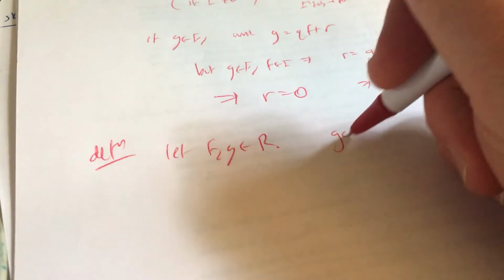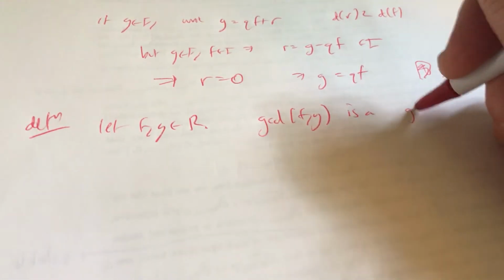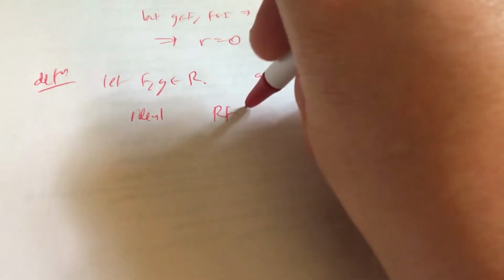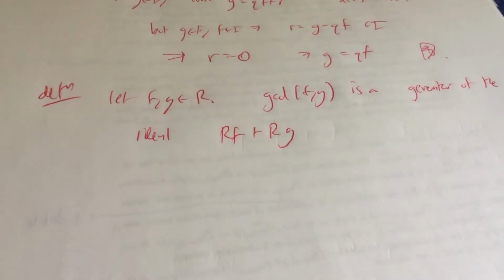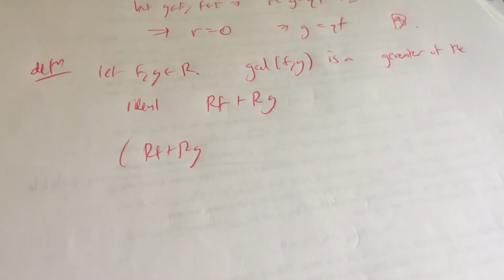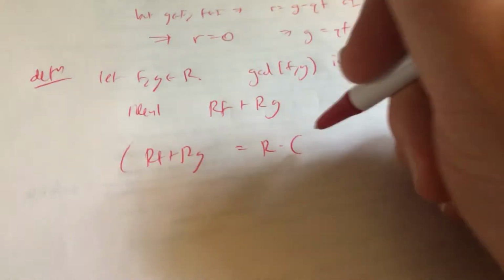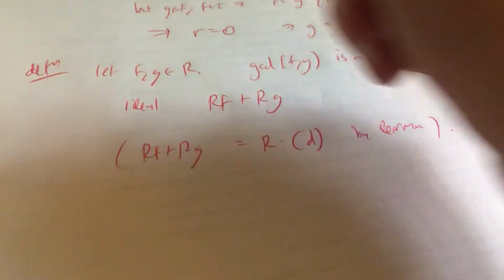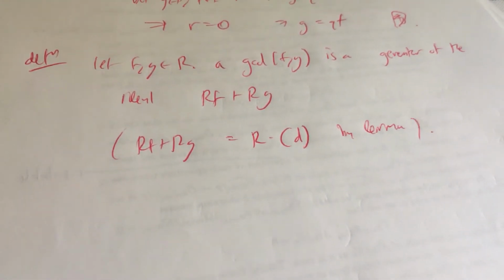So now I can make a definition. Let f, g in R. A GCD of f and g is a generator of the ideal Rf plus Rg. In other words, Rf plus Rg, the set of all things of the form something times f plus something times g, that's certainly an ideal in the ring, and this is in fact R times d by the lemma. And so a GCD is just any element that generates it.